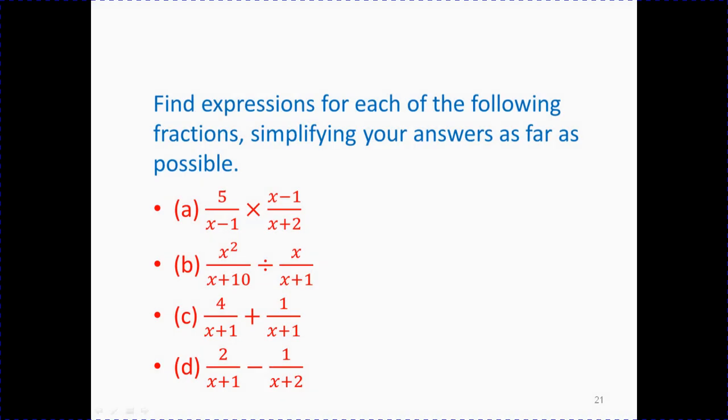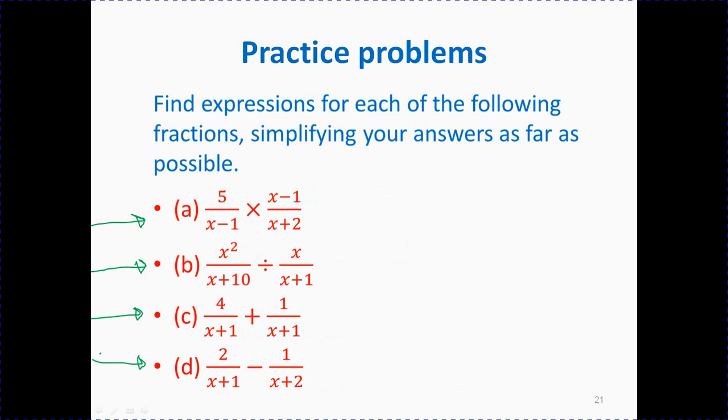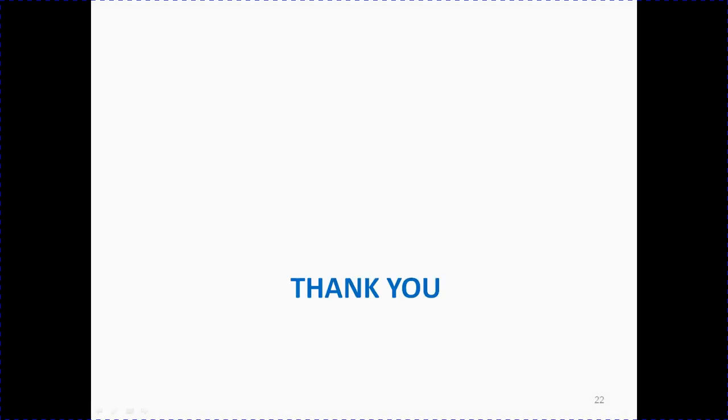Find the expression for each of the following fractions, simplifying your answer as far as possible. I have 5 over x minus 1 times x minus 1 over x plus 2. This is an algebraic expression, and this is multiplication. Here we have division, and here we have addition, and finally this is subtraction. Again, this is a practice problem for you in order to solve more and more problems about adding or subtracting fractions.